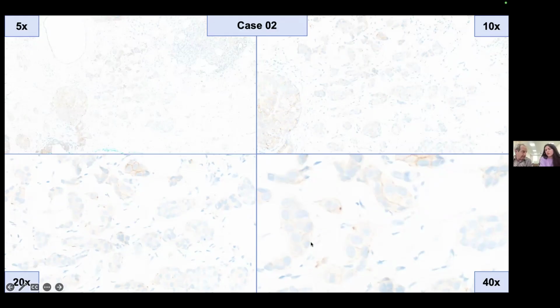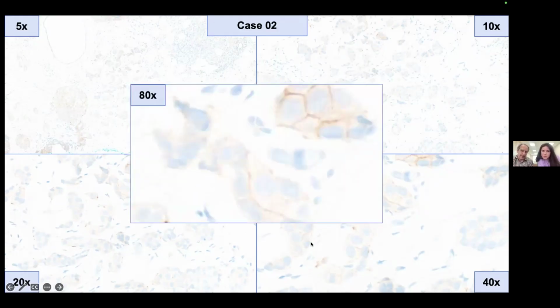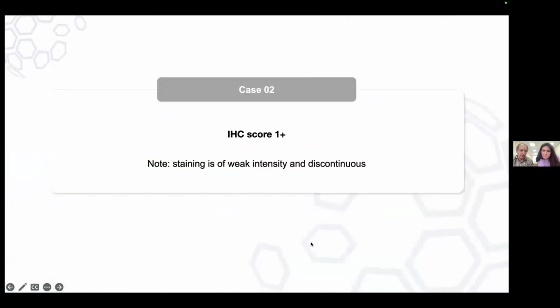So here the important message is don't call it ultra low just because it's so weak. The percentage is important. Make sure that you've seen it. Fantastic. This is a higher power to show it is really membrane staining. Okay. So we think it's 1+.